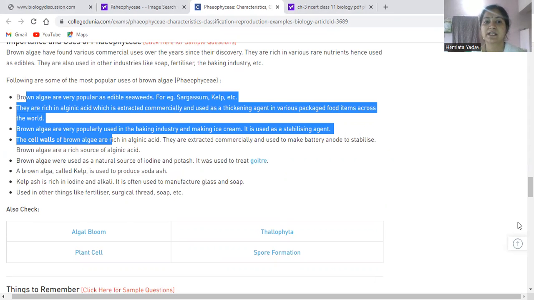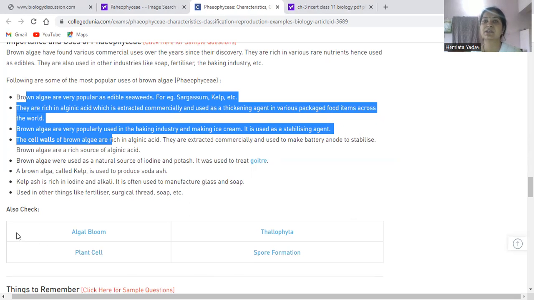They are rich in alginic acid, which is extracted commercially and used as a thickening agent in various packaged food items across the world. Brown algae are popularly used in the baking industry and in making ice creams. It's used as a stabilizing agent.